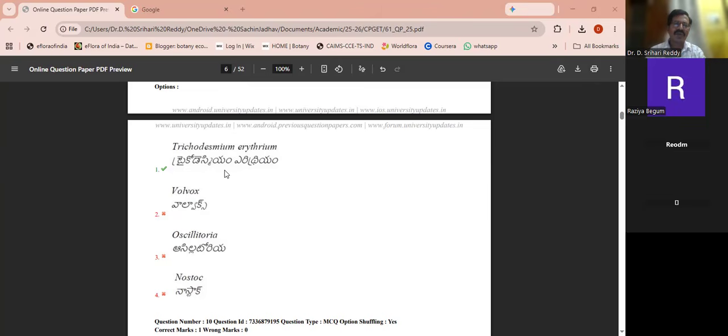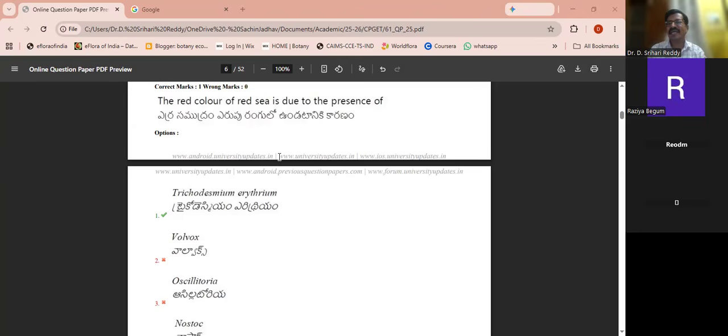The importance of these Cyanophyceae algae is that they have the pigments phycocyanin and phycoerythrin. In Trichodesmium erythraeum, the phycoerythrin pigment is red colored. These pigments are present in blue-green algae; that is the specialty. Due to the presence of phycoerythrin in Trichodesmium erythraeum, that sea appears red in color, so it is named the Red Sea. Just remember Trichodesmium erythraeum.